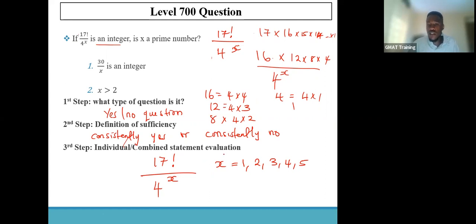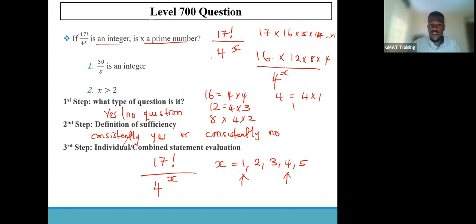Now we look to the statements to see if there are any limitations that would yield a prime number. For us to get a prime number, we would only need a statement that eliminates these 2. We want statements that eliminate the values 1 and 4, so that you're left with only 2, 3, and 5. They are the prime numbers here.